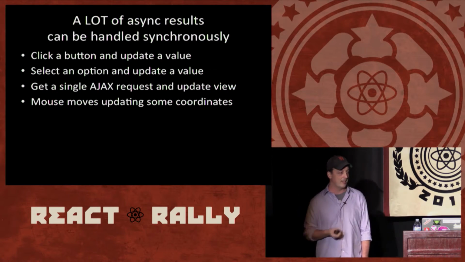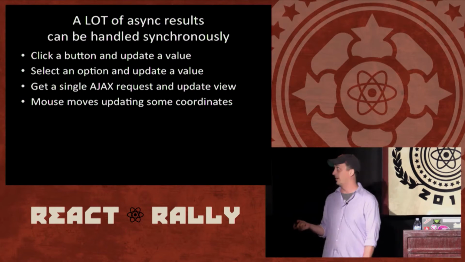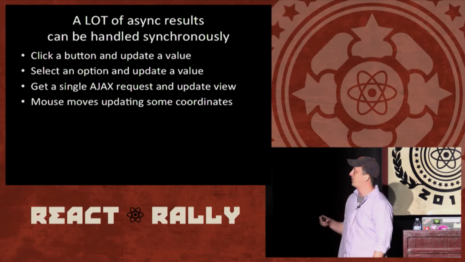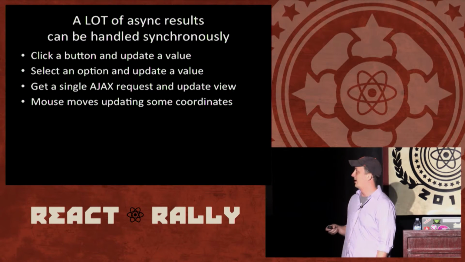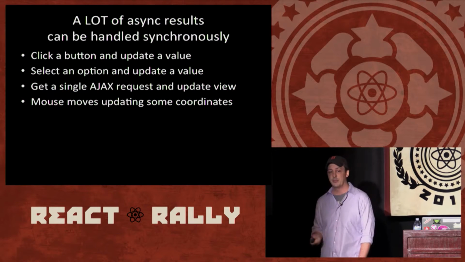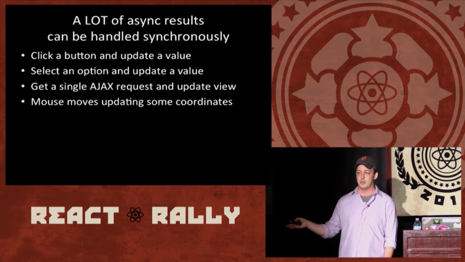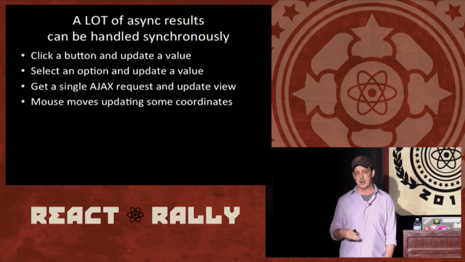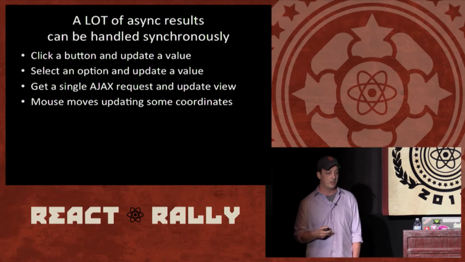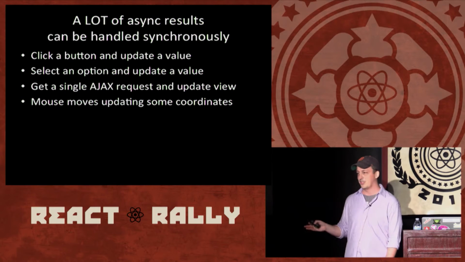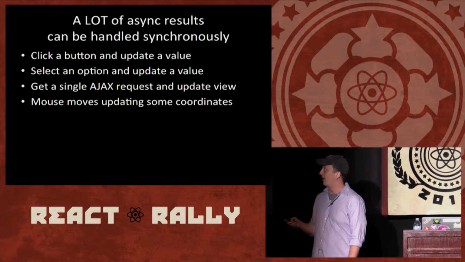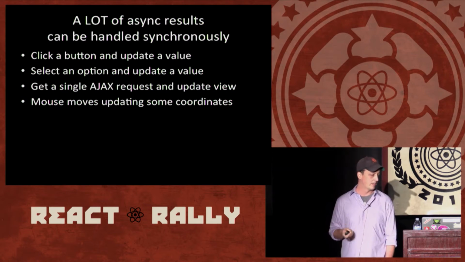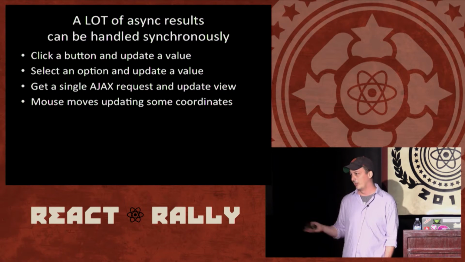A lot of these things can be handled synchronously, actually. There's not always a case for really complicated async handling. So for example, if you're going to click a button and just update the view immediately, like our increment decrement example, or just select something from a dropdown and update the view, you can do that right from the handler. Just dispatch an action, update your state, you're fine. If you're handling an Ajax request, it just comes back. You handle it, you're fine.